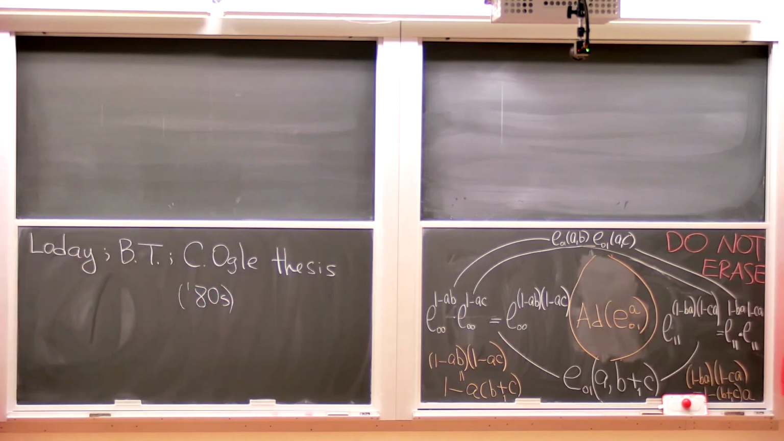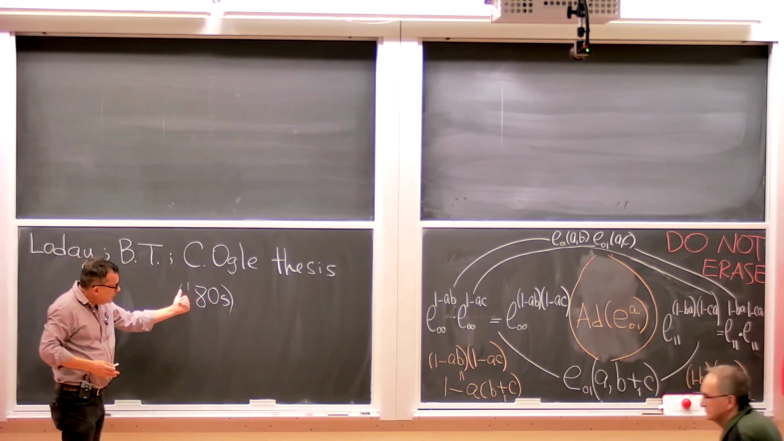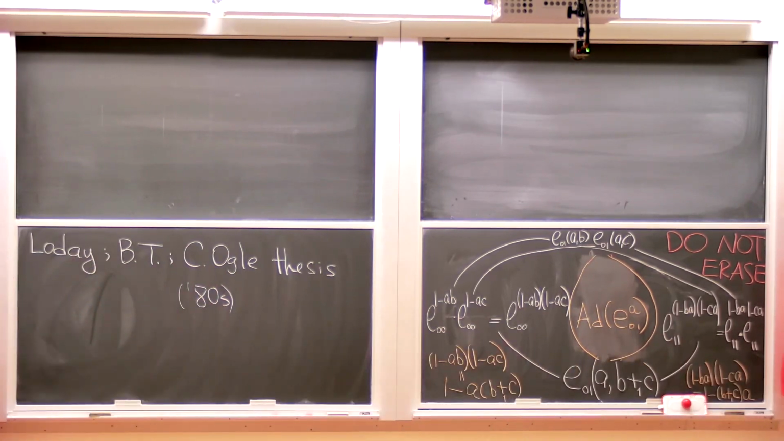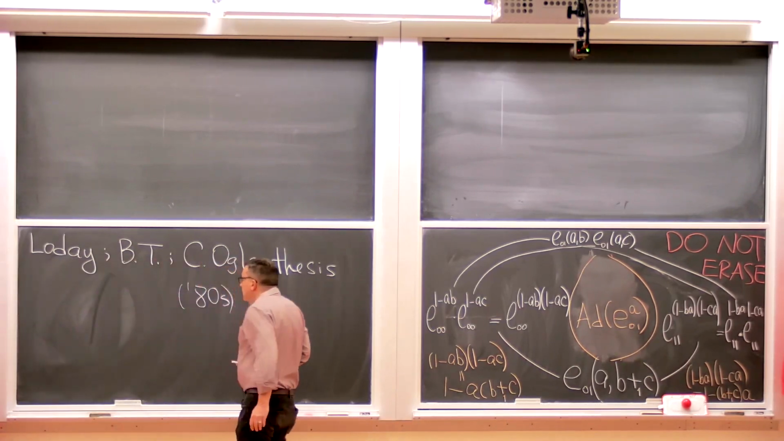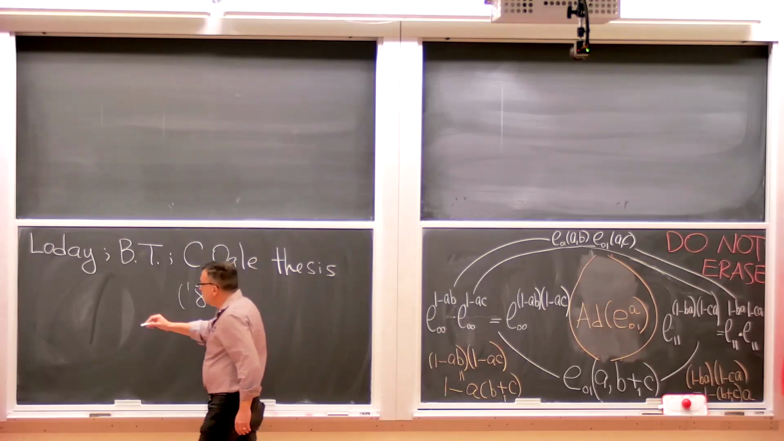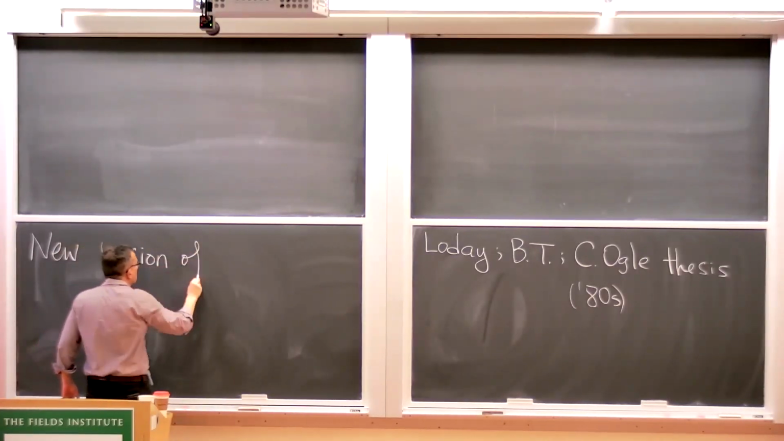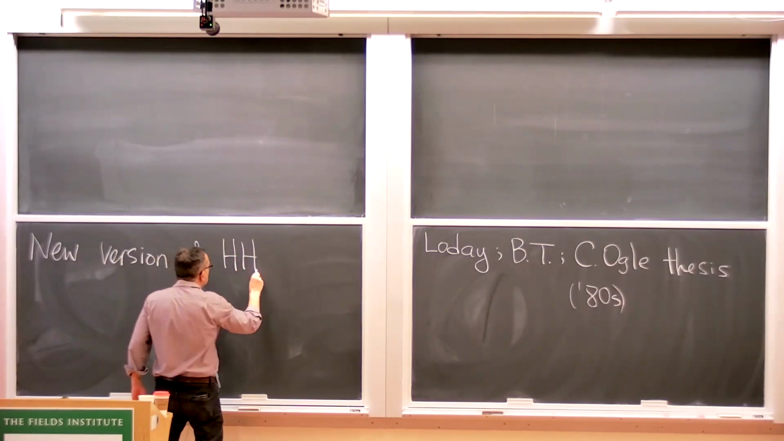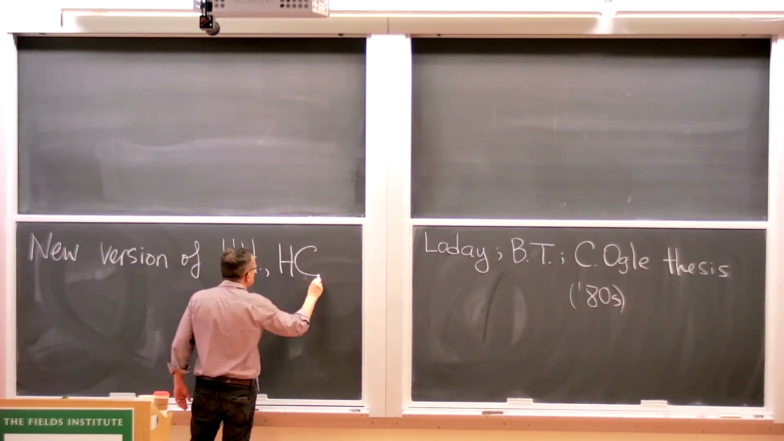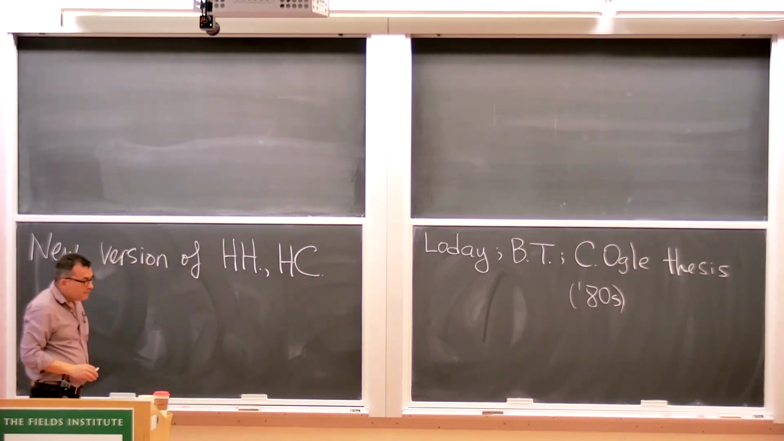Vadé was thinking about this. He had some conjecture, I think. I did, and Crichton-Ogle wrote a thesis about some aspects of this. And so let me tell you what's going on. Maybe just go ahead and redefine, or say, well, it's not redefine, it's a new version of Hochschild and cyclic homology.